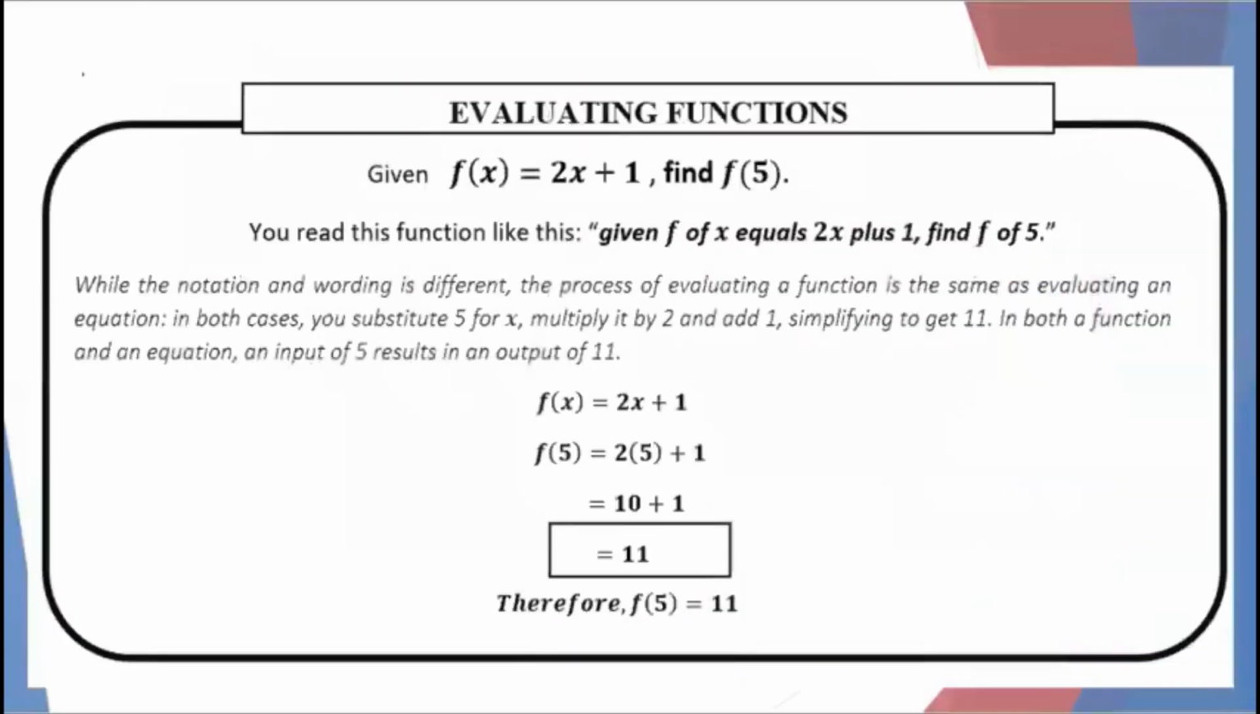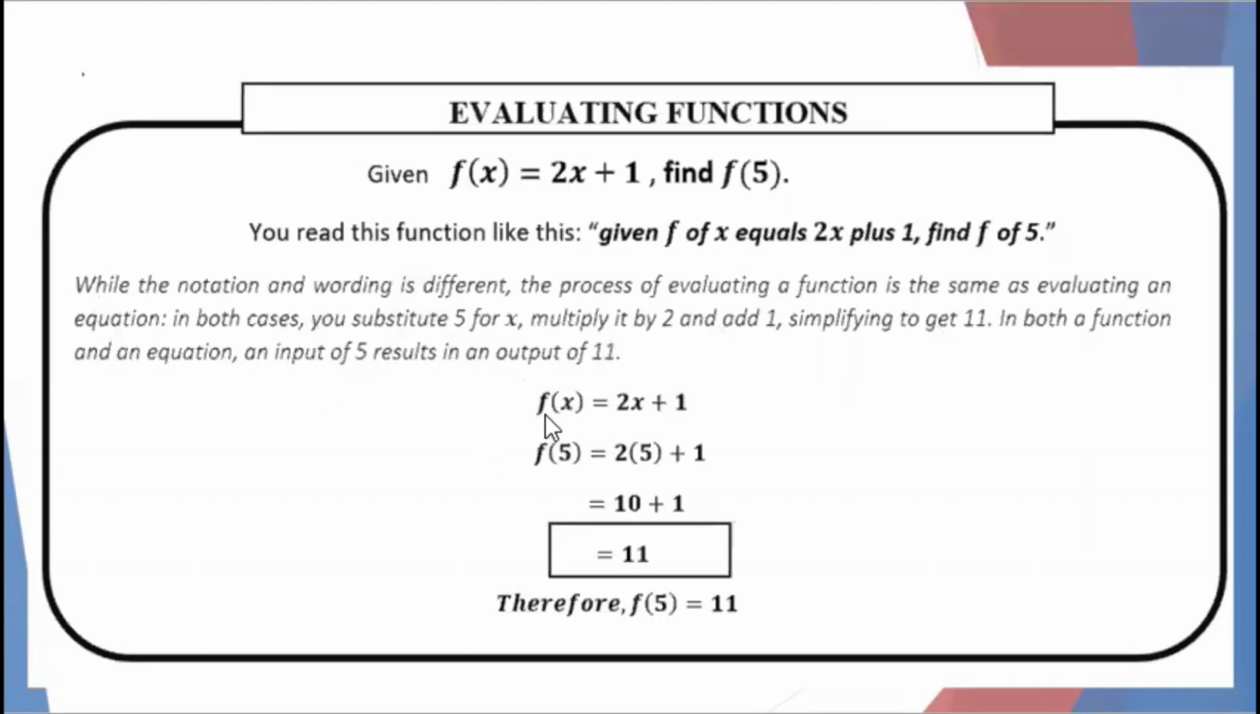Let us now proceed to evaluating functions. Given this function, you read it like this: given f of x equals 2x plus 1, find f of 5. While the notation and wording are different, the process of evaluating a function is the same as evaluating an equation. In both cases, you substitute 5 for x, multiply it by 2, and add 1, simplifying to get 11. In both a function and an equation, an input of 5 results in an output of 11.